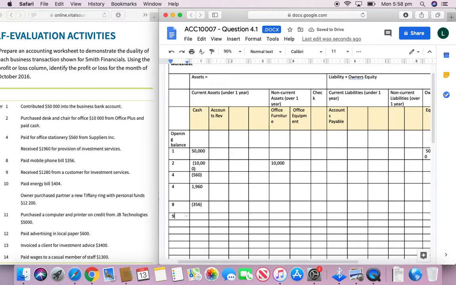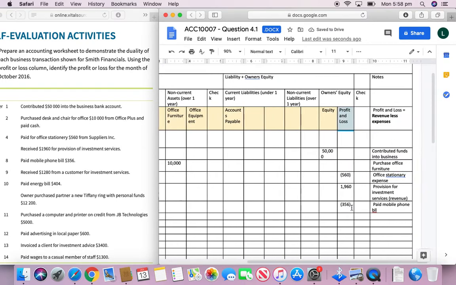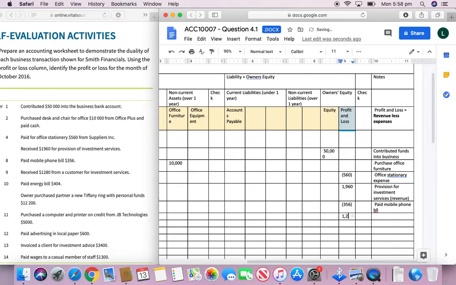Okay, let's look at October 9th transaction. Received $1,280 from a customer for investment services. So that is revenue coming in, money coming through the door, so it's a positive to our cash, $1,280. It's also revenue, $1,280. So let's fix up my spelling, bill, and then we can just say even just revenue is sufficient there, I think.